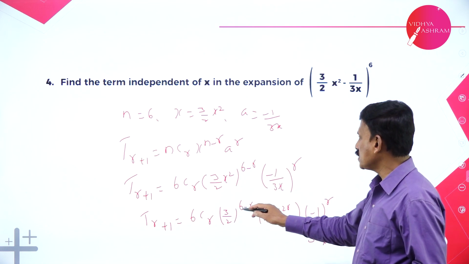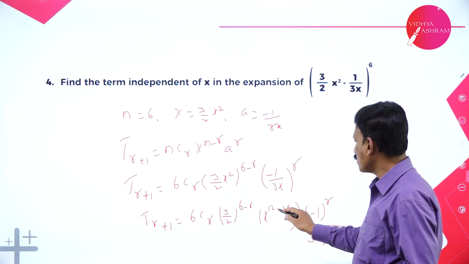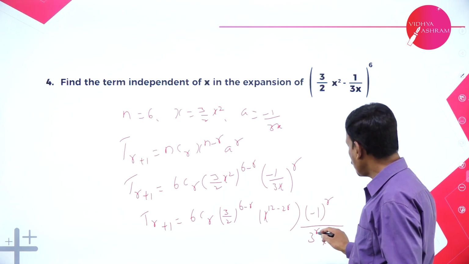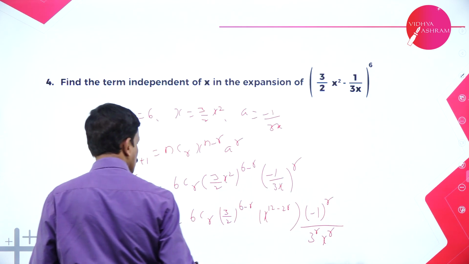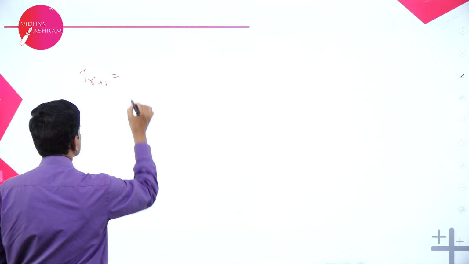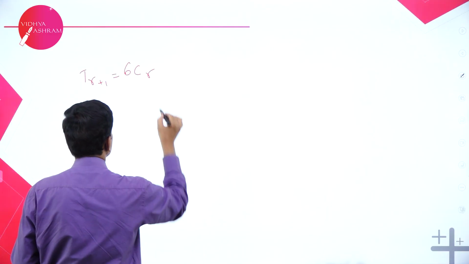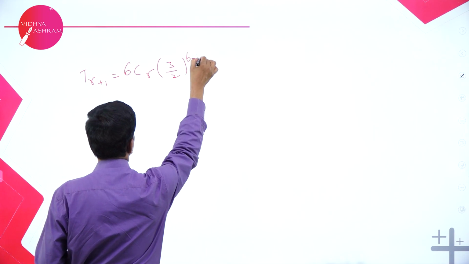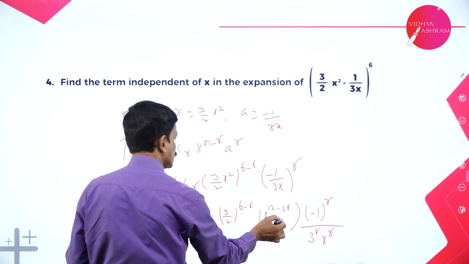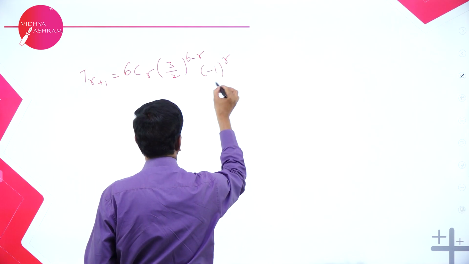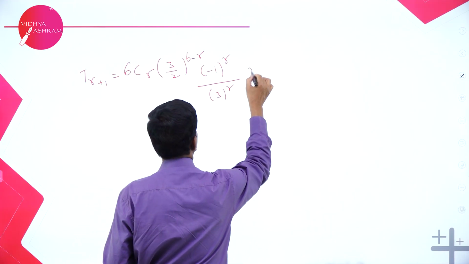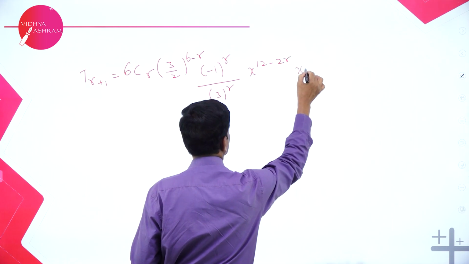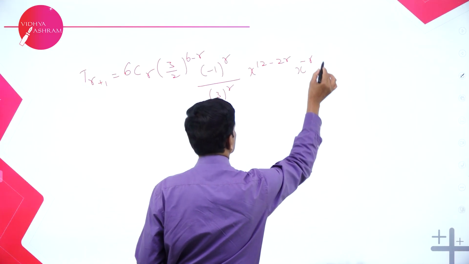T(r+1) is 6Cr (3/2)^(6−r) x^(12−2r) × (−1)^r divided by 3^r into x^(−r). Just take this x^r to the numerator. So then this can be written as T(r+1) is equal to 6Cr (3/2)^(6−r) into (−1)^r divided by 3^r as it is, x^(12−2r) into x to the power of minus r.